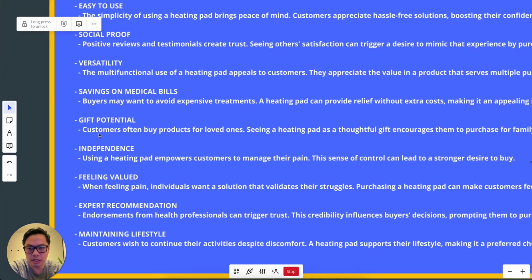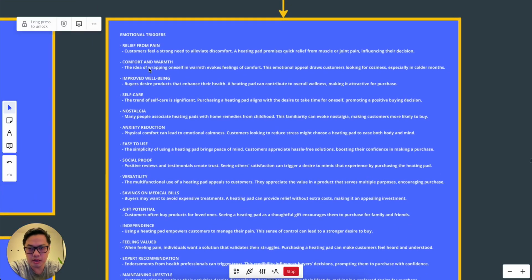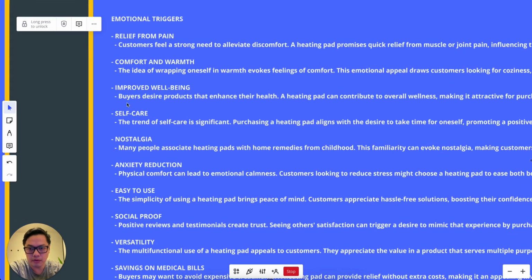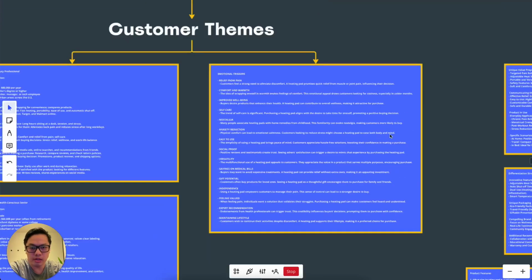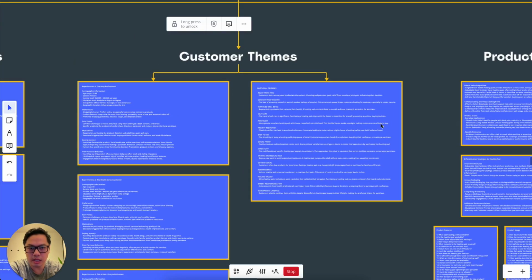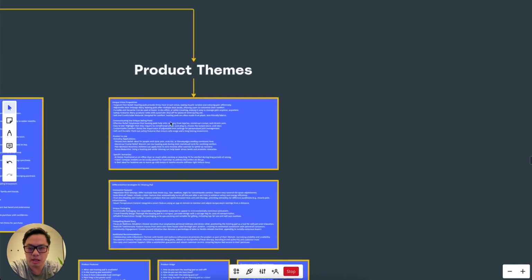Versatility, savings on medical bills, gift potential, independence, feeling valued, expert recommendation, maintaining lifestyle. Yeah, so I think maintaining lifestyle would be a big one. Relief from pain, comfort, improved well-being, self-care. Yeah, easy to use. Okay, so I'm going to keep those themes in mind again as I look through the keyword groups and review my competitor analysis.